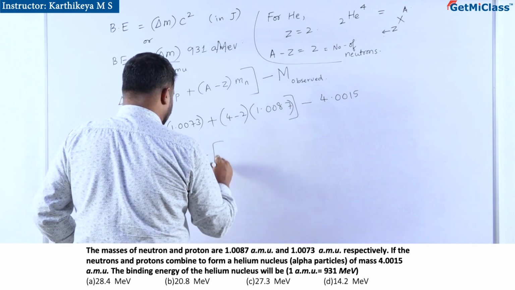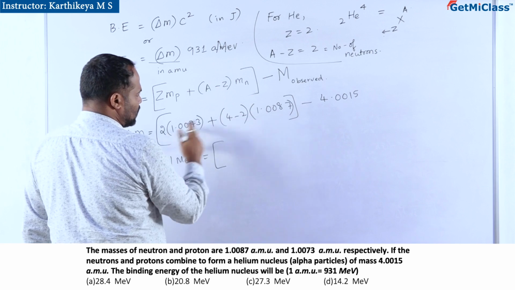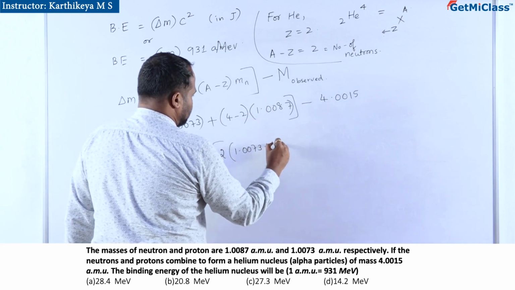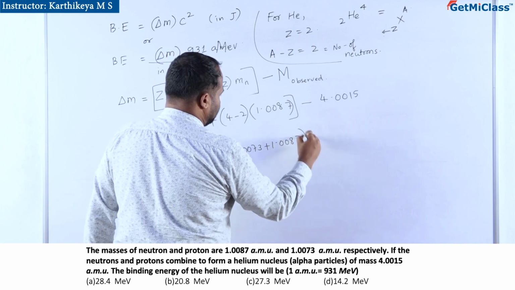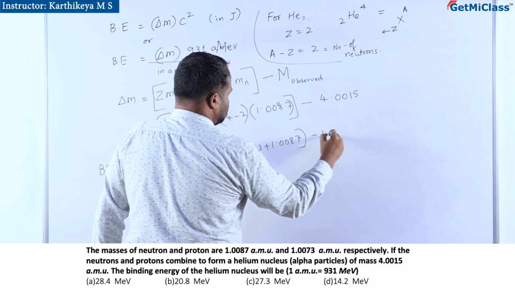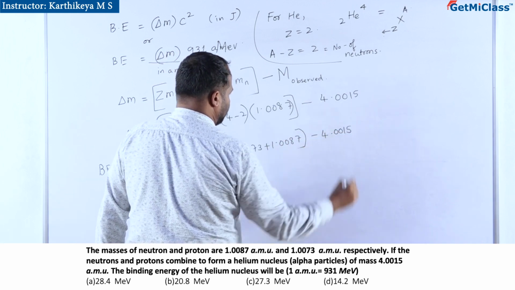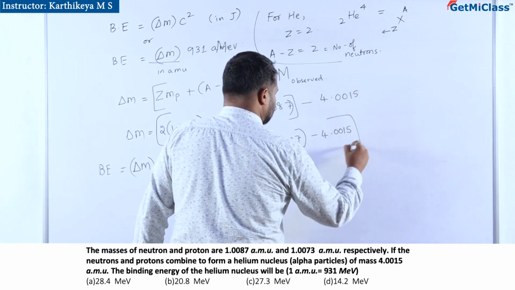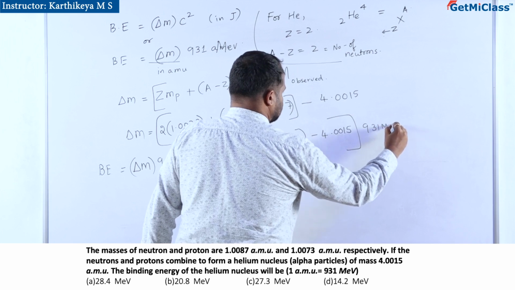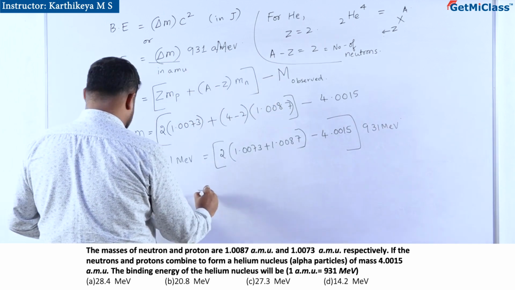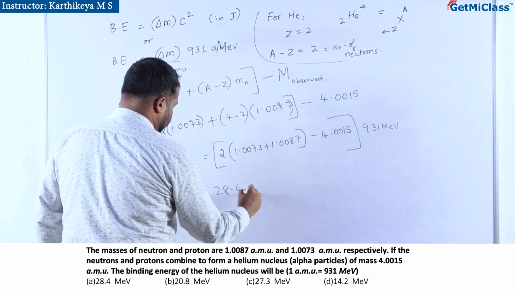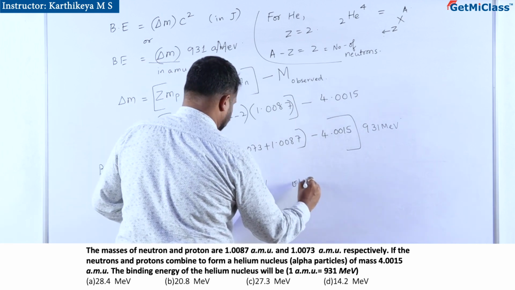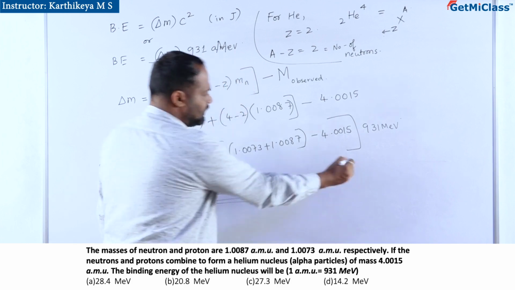So, that if we calculate, we will get it as, 2 is common here, 2 into 1.0073 plus 1.0087 minus 4.0015, into these many units. So, calculating this, we get 28.4 mega electron volt. So, option A is the correct answer.